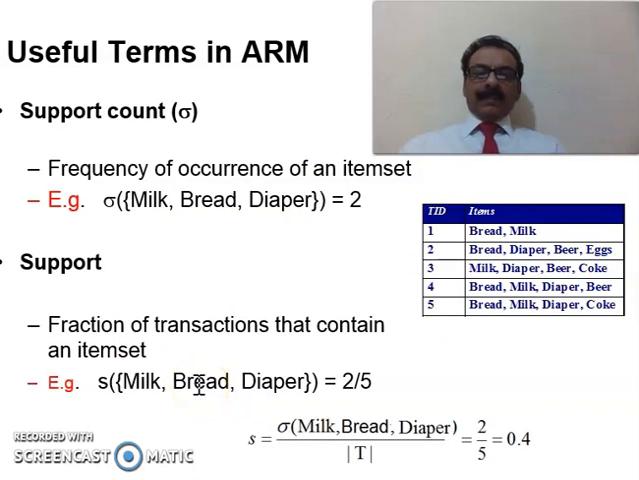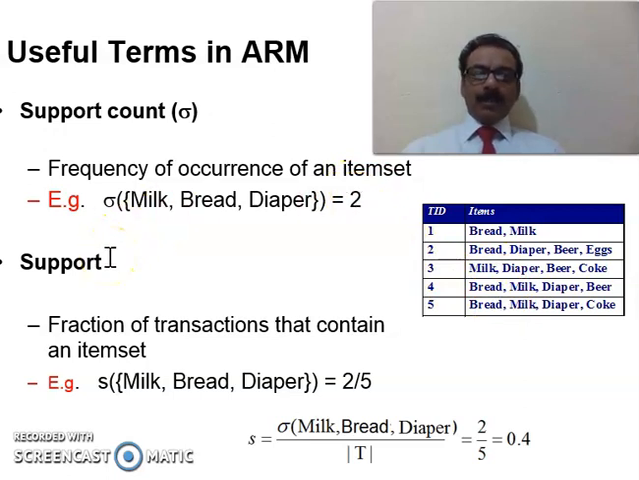Now, the next term is support count, the frequency of occurrence of an item set. Suppose you take an example here: milk, bread and diaper. If you look at the transactions, you see milk, bread, diaper together in some of them. So how many different transactions have milk, bread and diaper together? That is what support count speaks about. Here, bread, milk and diaper appear together in only 2 transactions, not any more. That is what you are seeing here.